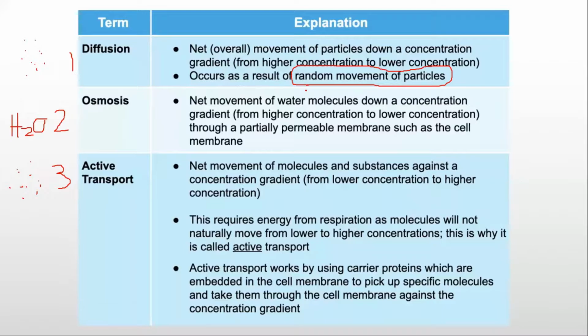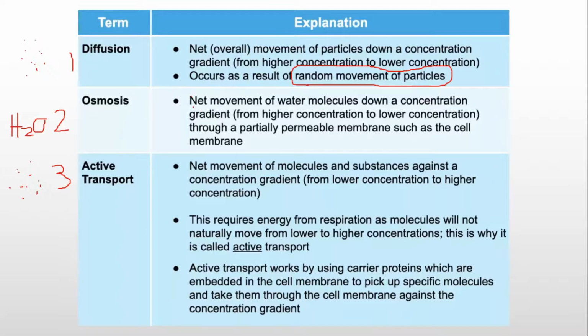A gradient is a measure, a balance between two things, and that gradient must be balanced in order for the cell to work properly and to prevent any damage. So if the concentration is higher outside the cell and lower inside the cell, the water or the molecules will move inside the cells.